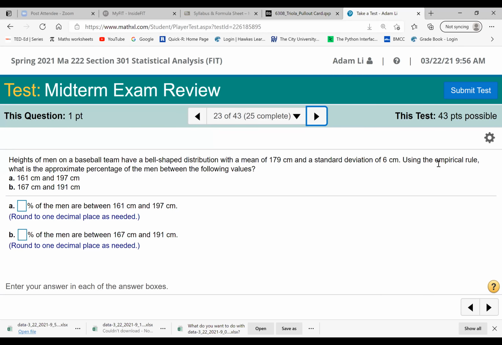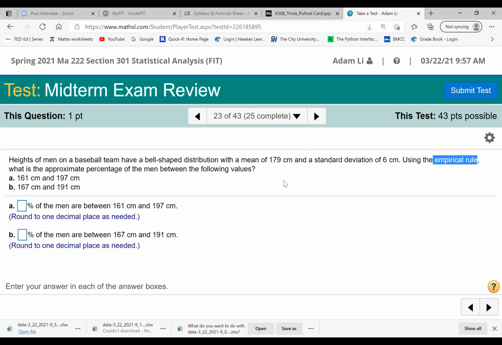Empirical rule, right? The empirical rule states that 68% of the data falls within 1 standard deviation of the mean, 95% of the data falls within 2 standard deviations of the mean, and 99.7% of data values fall within 3 standard deviations of the mean. So if we know the mean and standard deviation, we'll be able to come up with those intervals that contain 68% of the data, 95% of the data, and 99.7% of the data. So what is the approximate percentage of the men between the following values?